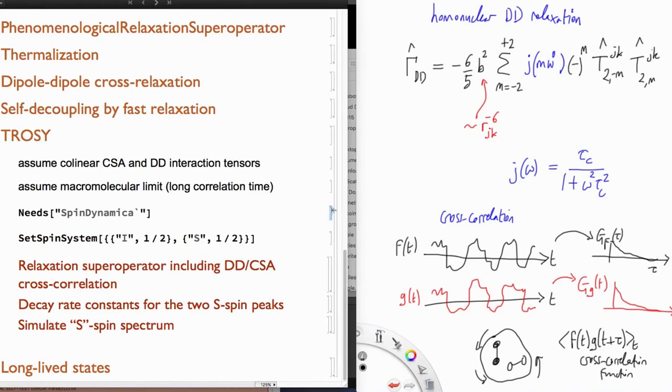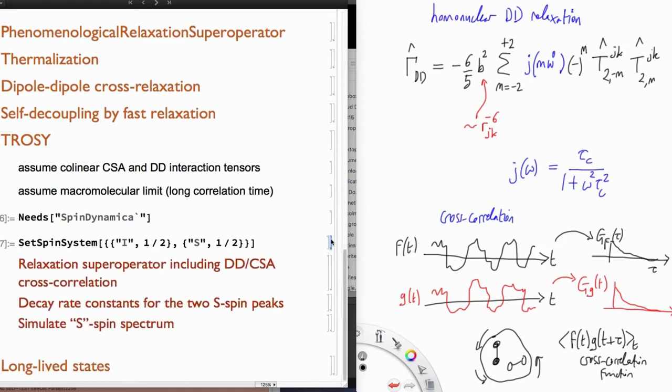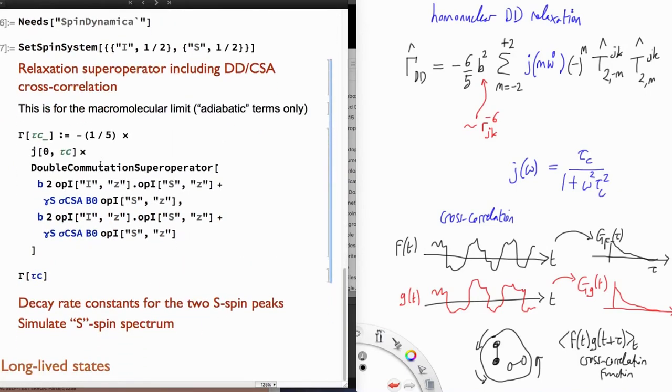So let me just show you how the simulation works. Having loaded SpinDynamica and set up a system, in this case of spin I with a half and spin S with a half, I formed a relaxation superoperator. Now this is approximate, but will do the job for us for the time being.